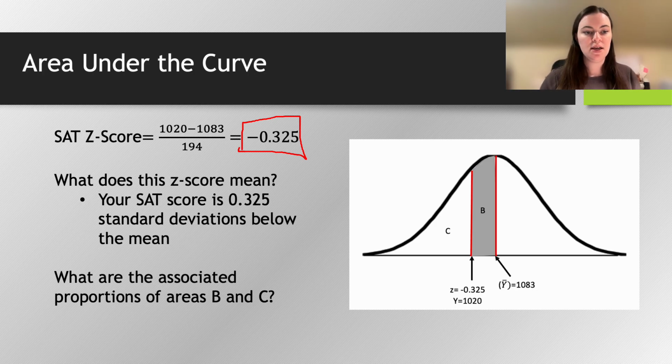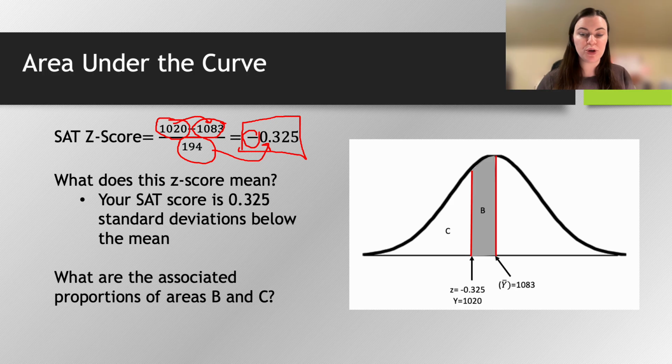So let's use our previous example about looking at the difference between SAT and ACT scores to illustrate this a little bit better. So let's say you have that SAT score of 1020. Again, remember that the average on the SAT was 1083 with a standard deviation of 194. So that's how we got to this in the first place. We know that you scored below average because not only is your score below the mean, but we also resulted in a negative z-score. So now knowing what the z-score is, we can use this to interpret our results in terms of proportions, percentages, and percentiles.